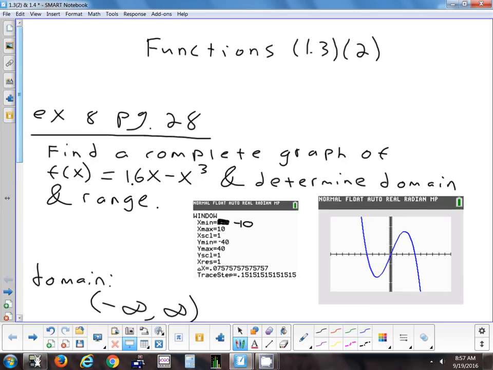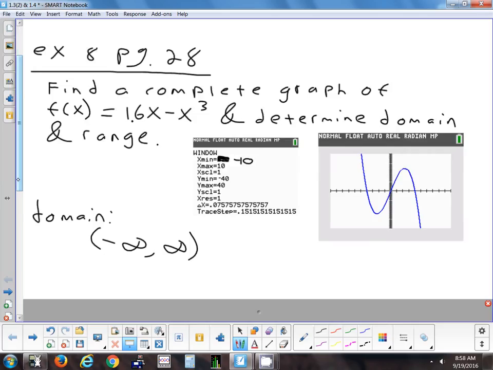Isn't it the same with the range too? Well, let's take a look at it. So the range now is how high and low the function is going to go. And yes, the function will go down forever on the right side. It'll go up forever on the left. And it's connected. So if it goes down forever and up forever, and it's connected, it must hit everything in between.